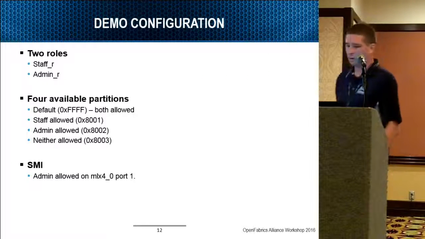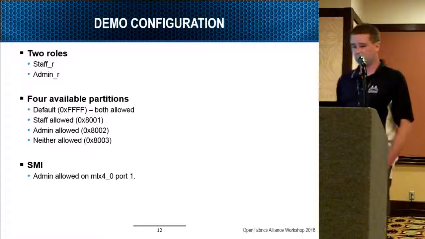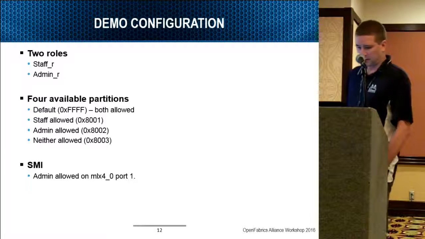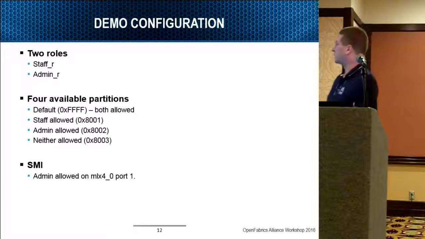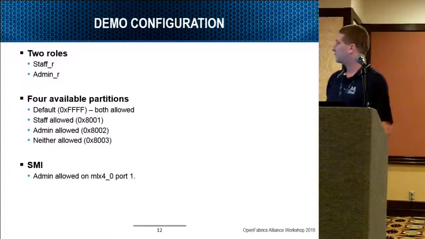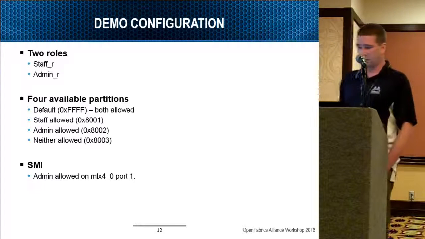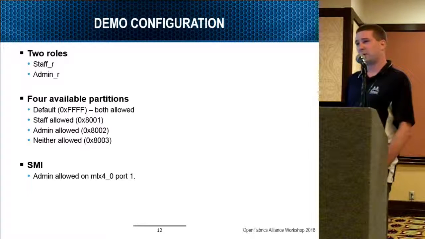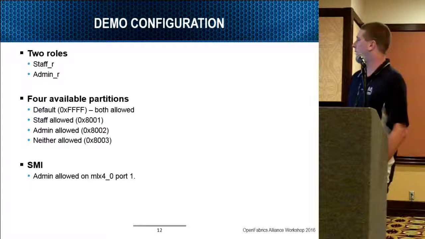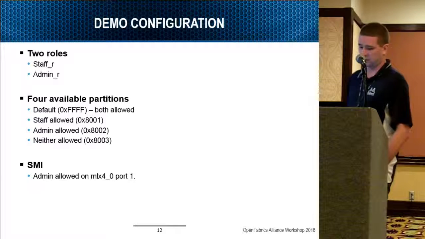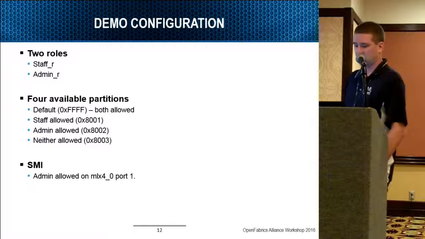All right, so normally I do this as a live demo, but I wasn't willing to gamble with that in this context. So the demo configuration we have is a staff user and an admin user. There are 4 partitions available: the default, which both are allowed to use; the staff allowed; the admin allowed; and a neither allowed partition. And then, like I said, there's the admin allowed to access the SMI on mlx4_0 port 1.